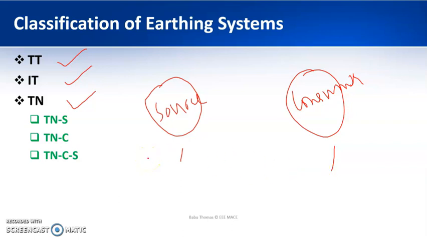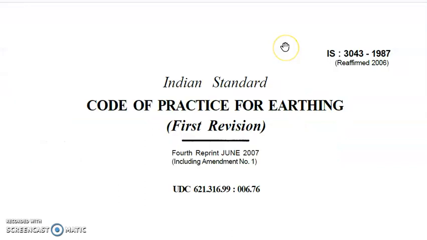Now we will have a snapshot of the IS standard book. How we can read that IS standard book, we will just be discussing now. What you see over here is an Indian standard code of practice for earthing, IS 3043. This is not the latest one. However, it is a fourth reprint in June 2007, and it is published by the Bureau of Indian Standards.